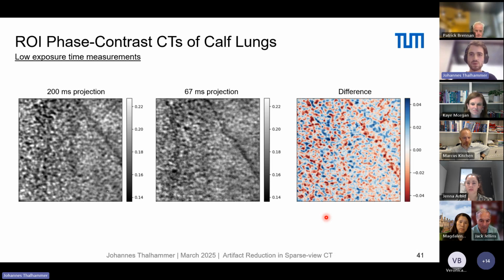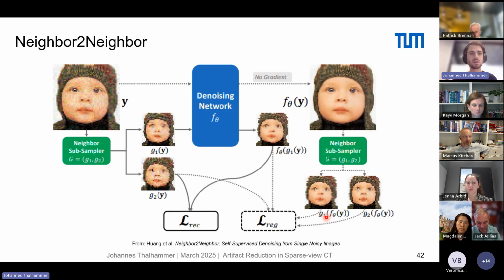So we resorted to self-supervised training, and the method we tried out was something called Neighbor2Neighbor. In essence, the basic idea is when you have 2 noisy images of the same object, but with different noise, you can also train a denoising algorithm by minimizing the loss between 2 noisy images.